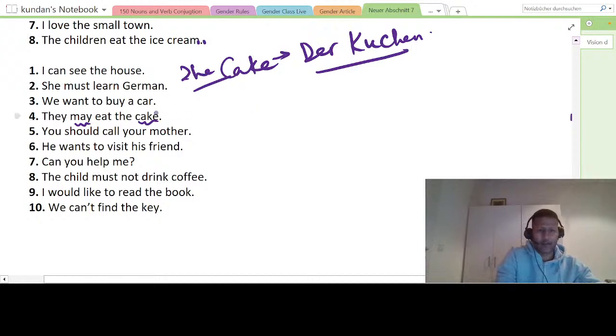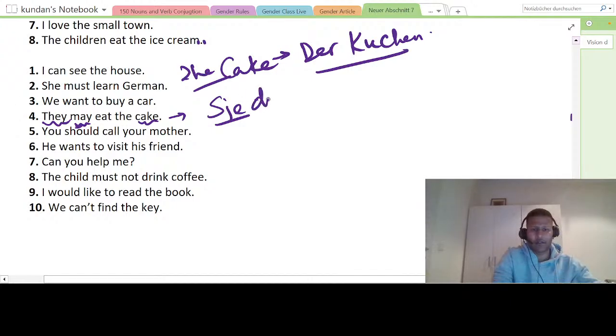All right, now I will explain. So they may eat the cake. They is what? Sie. And I told you, always the same form of verb will come. So dürfen will remain dürfen. Sie dürfen. No change. Okay. Essen. It is essen. Sie dürfen essen. What can they eat?